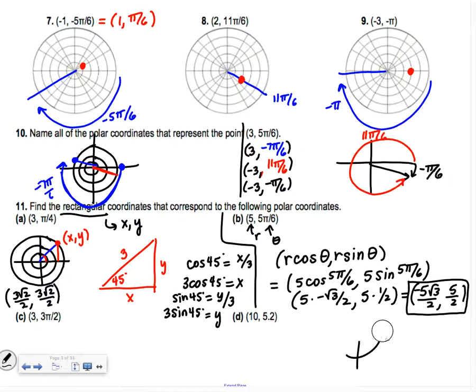Okay, these are involving what we call exact values. These are unit circle angles, right? We have 5 pi over 6, we have pi over 4, we know these. 3 pi over 2, we know that. All right, so if I'm setting this up, it's going to be r, which is 3 cosine of 3 pi over 2, r sine of 3 pi over 2.